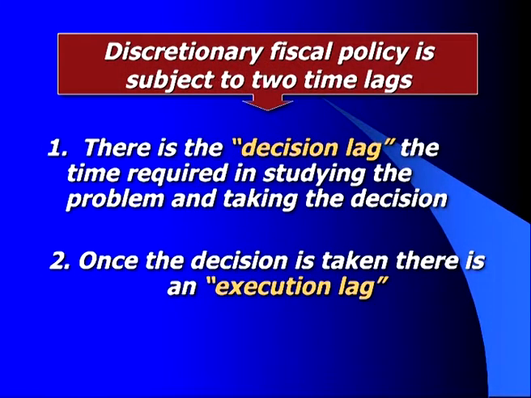There are delays in proper timing of public spending. Discretionary fiscal policy is subject to two time lags, and these are: first, there is a decision lag, the time required in studying the problem and taking the action. The lag involved in this process may be too long. The second is that once the decision is taken, there is an execution lag. It involves expenditure which is to be allocated for the execution of the program.